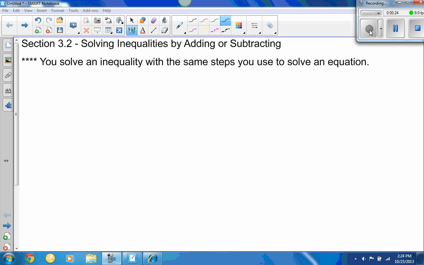When we get to the multiplying and dividing ones in our next section, there is one special case where something's going to change, but on the majority of the equations, it's the exact same steps.